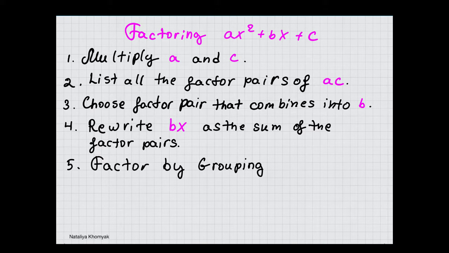Factoring a trinomial, which is a second-degree polynomial. First thing, you want to multiply the leading coefficient a and the last number, which is the constant. Then you want to list all the factor pairs of that product. Choose the factor pair that adds up to the middle term. Then you want to rewrite the middle term as the sum of the factor pairs. And after that, you can factor by grouping.